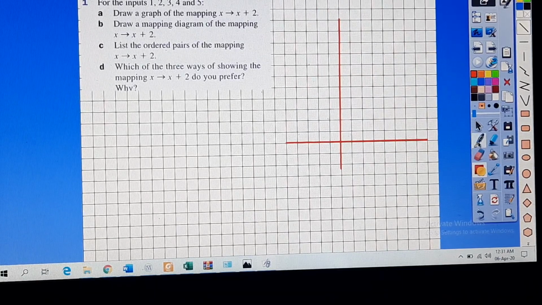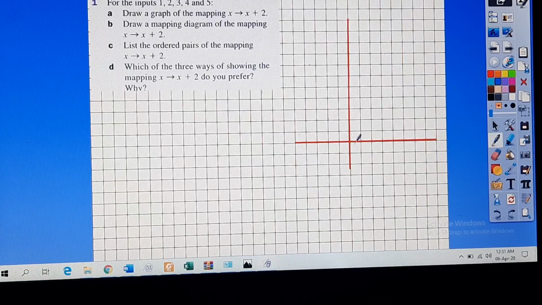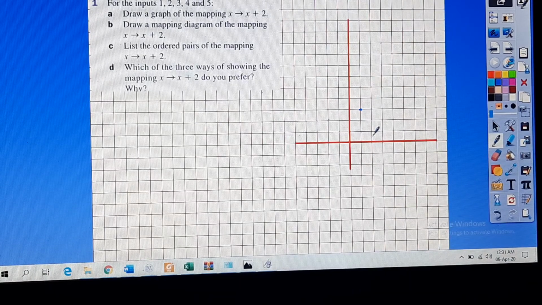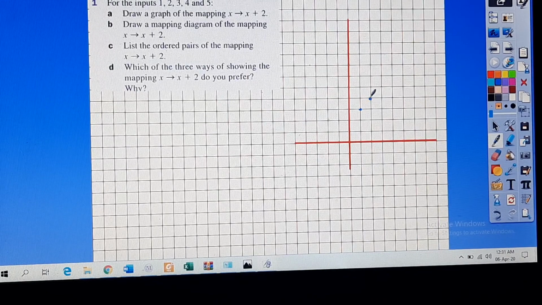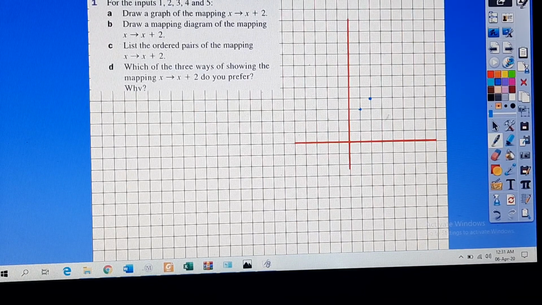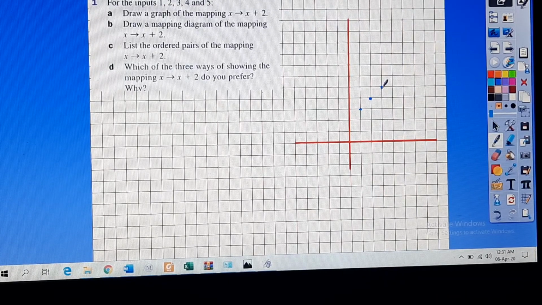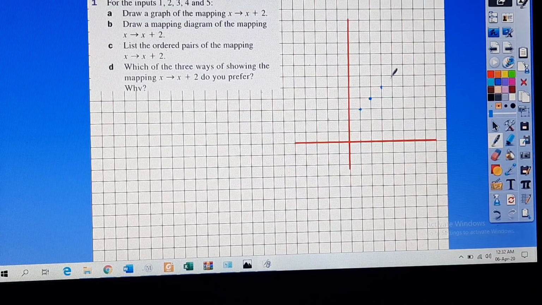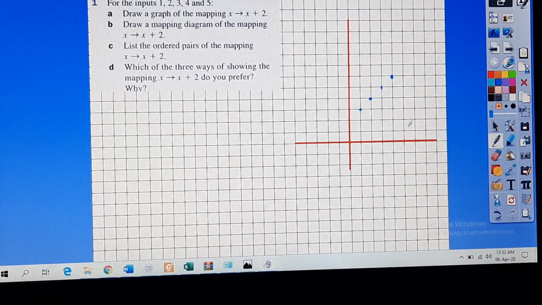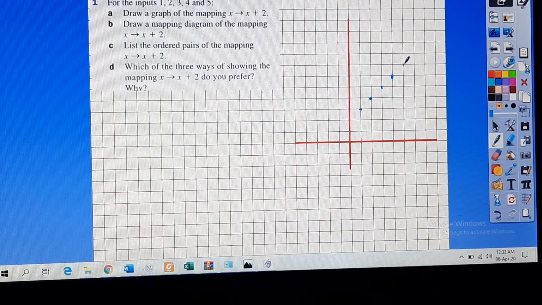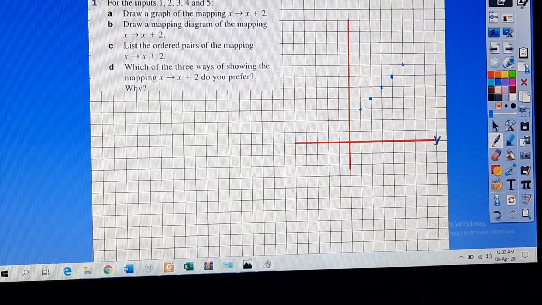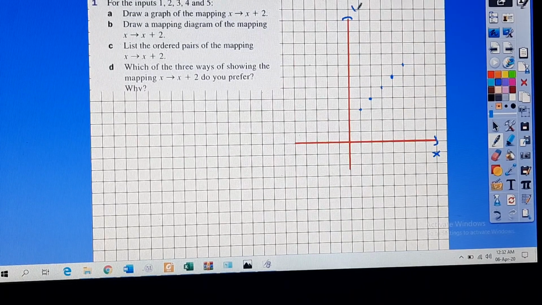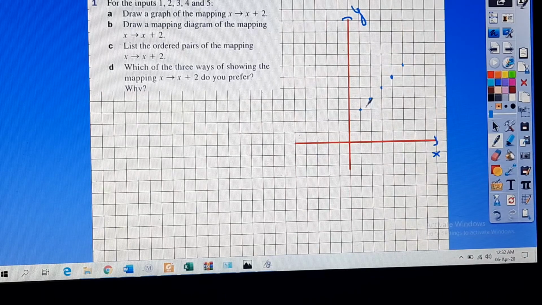If x is 1, it means 1 plus 2, the point will be 3. If x is 2, 2 plus 2, the point will be 4. 3, 3 plus 2, the next point will be 5. 4 plus 2, the point will be 6, so I have (4, 6), and 5 plus 2 is 7, so (5, 7). On this side I have the x-axis, and here the y-axis. These are the points.